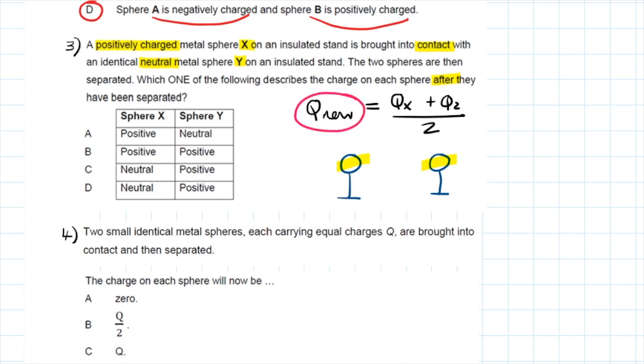The answers here are A, X is positive, Y is negative. B, X is positive, Y is positive. C, X is neutral, Y is positive. And D, X is neutral, Y is positive. We know that in the end, the charges need to be exactly the same. And the only option here where both of the charges are the same is B. Both are going to be positively charged. And that means that B is the correct answer.